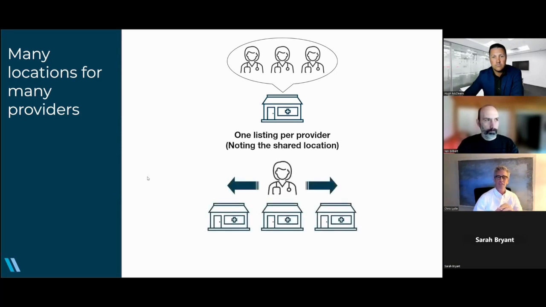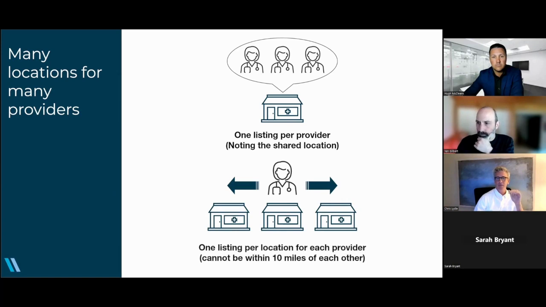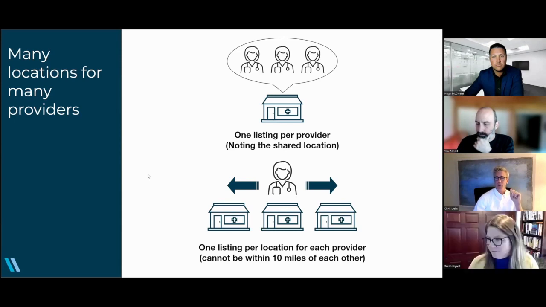But we also have providers that are in multiple locations. And so this is also allowed by Google. So as a provider, you're allowed to have multiple listings with the caveat that they can't be within 10 miles of each other. Okay, so Google might suspend your listing if you have 2 listings for Dr. Sarah Bryant within 10 miles of each other. So it is definitely a consideration.